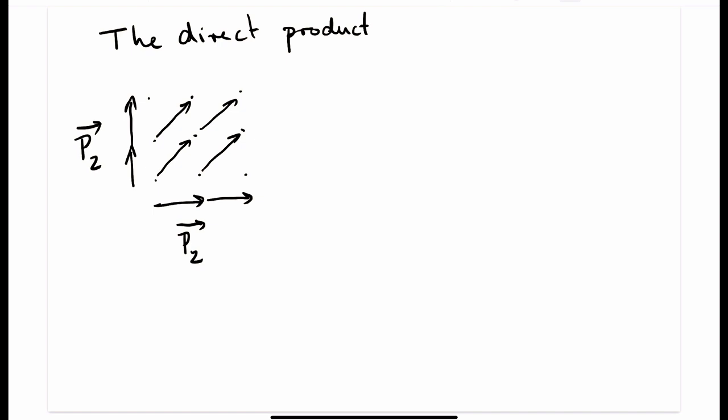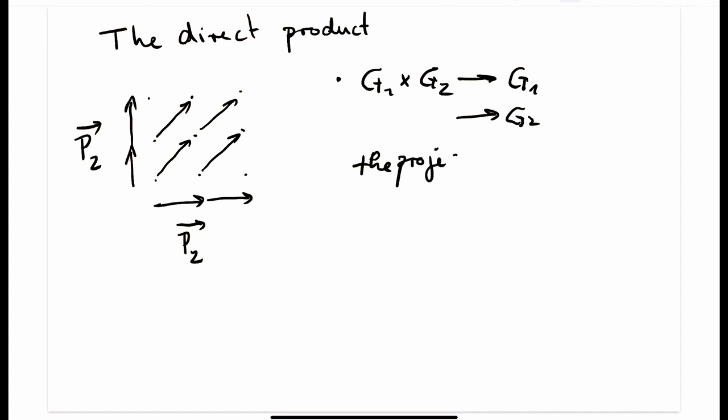Now the direct product has some very interesting properties. The first is that it homomorphically maps to its factors. So G1 times G2 homomorphically maps to G1, and it also homomorphically maps to G2. To construct a homomorphism to G1, we can simply take the projections. So the projection to the first argument certainly preserves all edges. So the projections are homomorphisms.